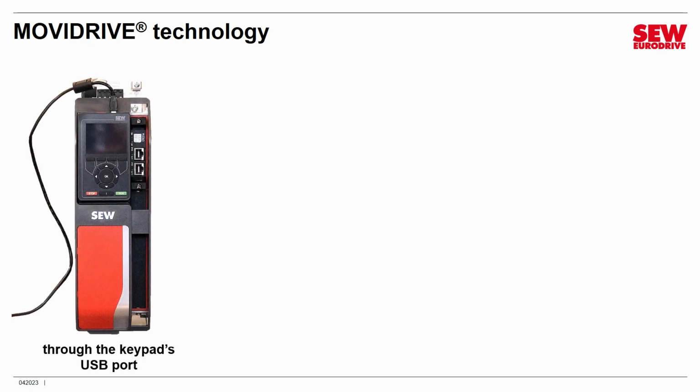Here's one way. If you've got a keypad attached to it, just plug a USB cable into the connector on the top. It's a mini USB connection on the top. Plug it into your PC, and magically that keypad will recognize the connection. It'll become an interface to allow you to engineer MOVI Drive technology. So this is a wonderful way to get in. If you just have that USB cable and the keypad's there, you're good to go.